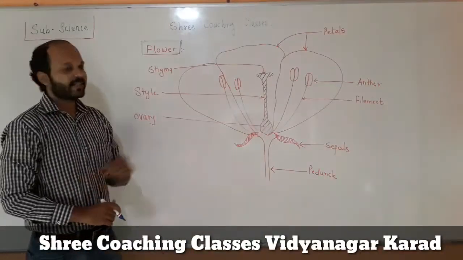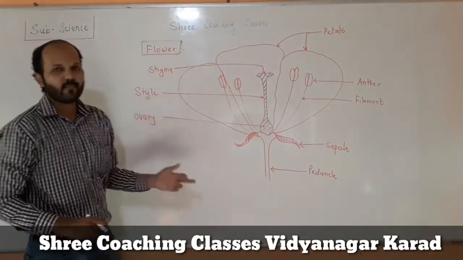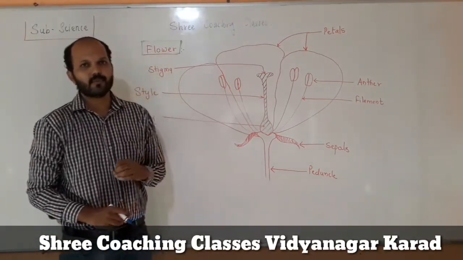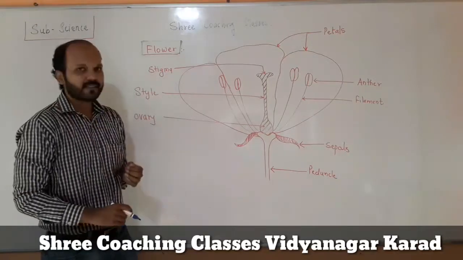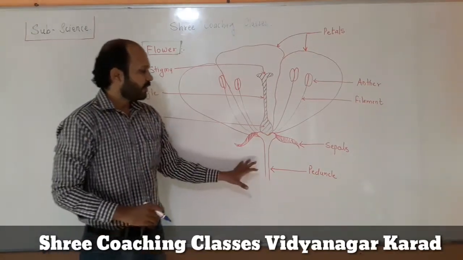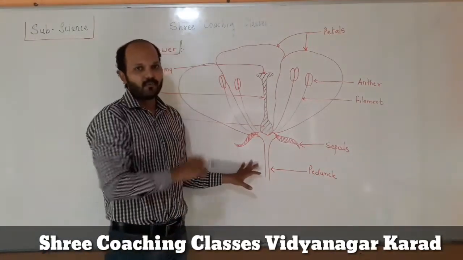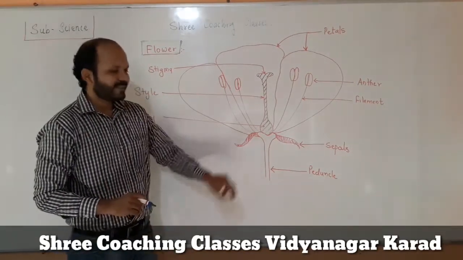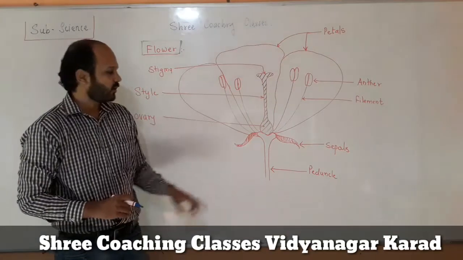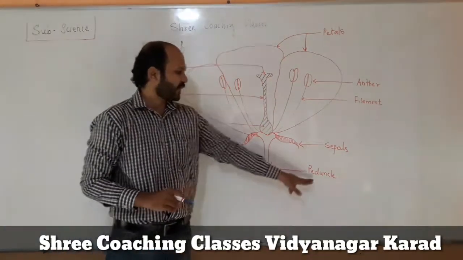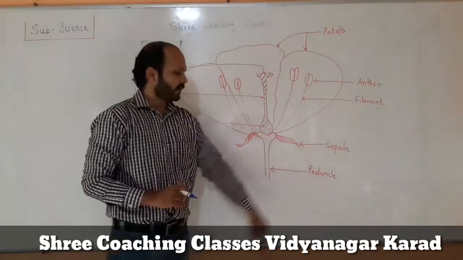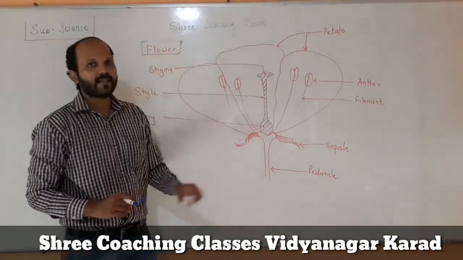Our next point is the flower. It is a very important point because this diagram is studied up to 11th or 12th standard, so listen carefully. It is the diagram of the structure of a typical flower. The stalk of the flower is known as the peduncle, which is green in color.